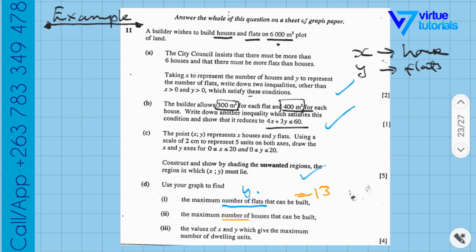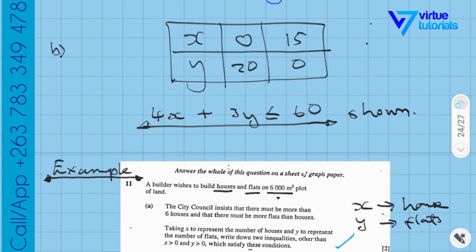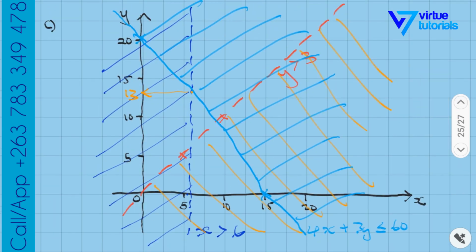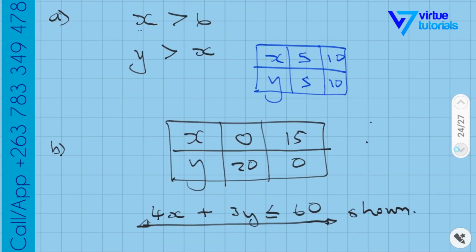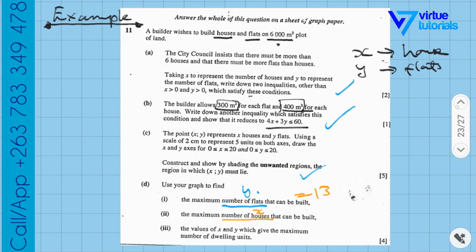The maximum number of houses that can be built. Houses are x, so we're looking for the largest x value that can be found in that region. So the largest x value in that region is probably somewhere here. If we come down here, that's looking like an 8, right? A 7 or an 8. So it's probably an 8. That's the largest number of houses that can be built there.